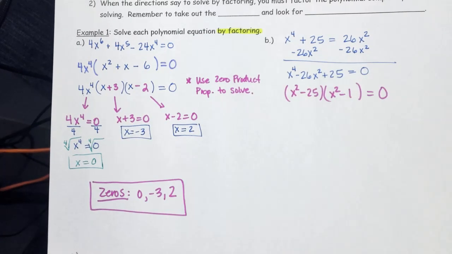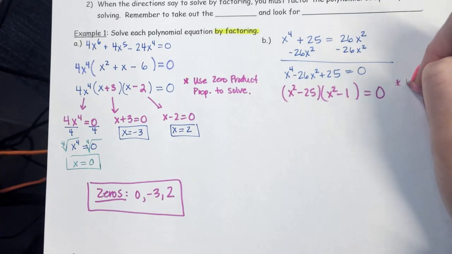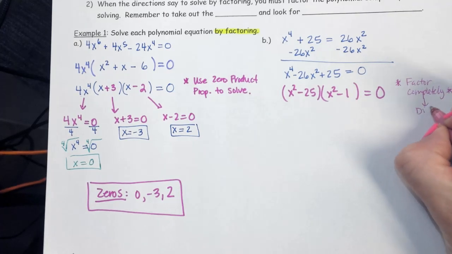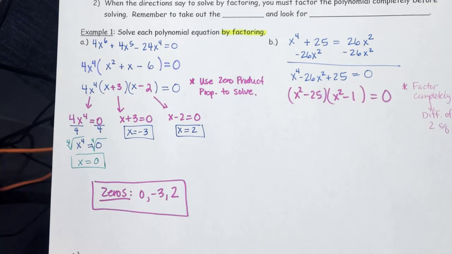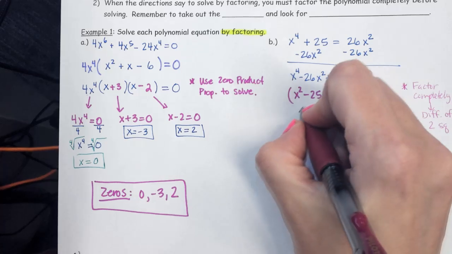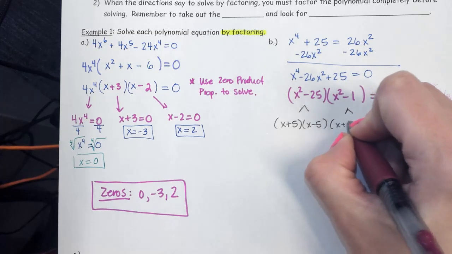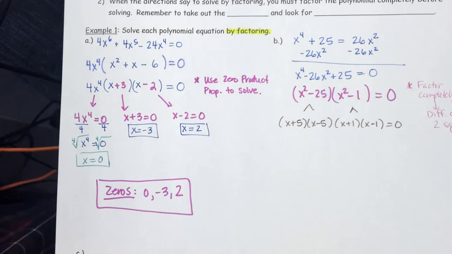Great. Now, one thing that we said earlier is if you are solving by factoring, you have to factor completely. Okay, so if you factor completely, that means you have to notice the special patterns, okay? So in this case, you have to use the difference of 2 squares. And again, that is because the directions are asking you to solve by factoring. So when you are factoring this guy, it becomes x plus 5 times x minus 5. Here you have x plus 1 times x minus 1 equals 0.